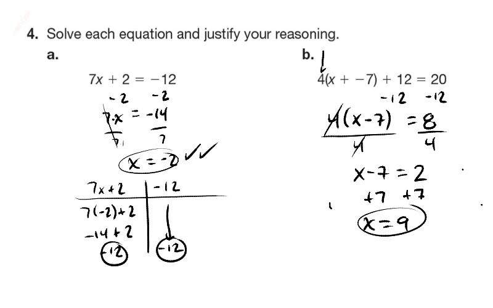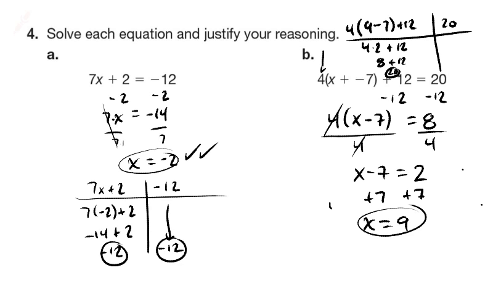Again, to check this, I have enough room to check it here. I'm going to have 4 times the quantity of 9 minus 7 plus 12, and I'll be comparing that with the number 20. 9 minus 7 is 2, so this is going to be 4 times 2 plus 12. 4 times 2 is 8, 8 plus 12, and 8 plus 12 is 20. So you can see I get 20 on the left-hand side and 20 on the right-hand side. So indeed, the solution is x equals 9.